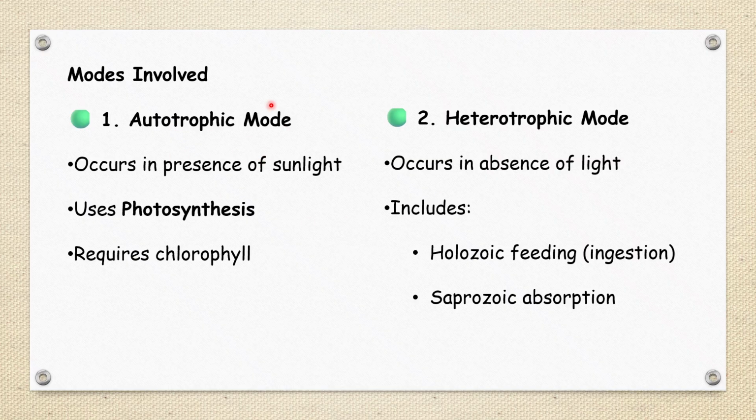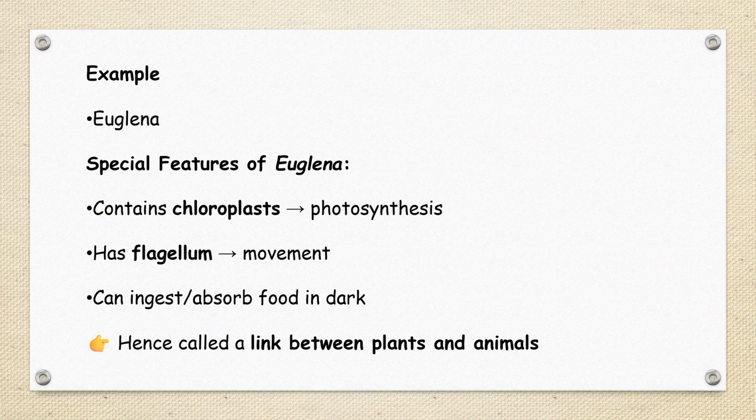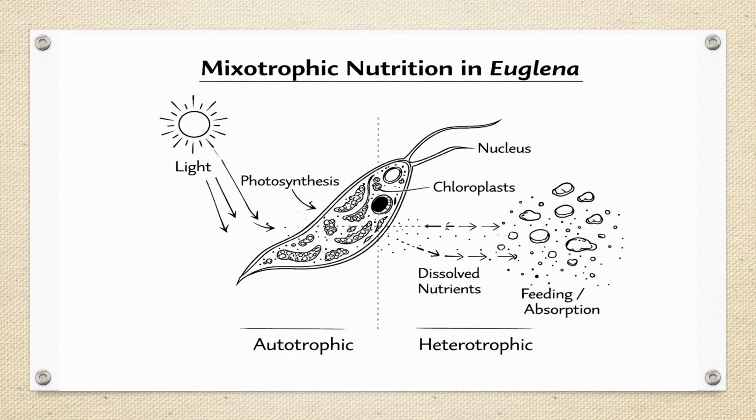So as you could clearly see, two different modes. If the autotrophic mode is switched off, then what is switched on? The heterotrophic type of mode. As a whole we are calling this mixotrophic type of nutrition. This is very well known in the flagellate protozoan Euglena, which is the best example for this category. Both autotrophic and heterotrophic modes are present.